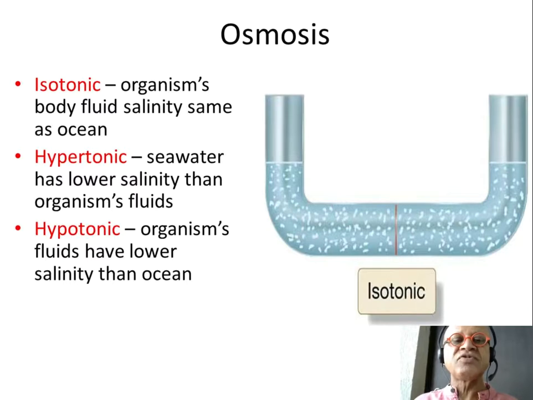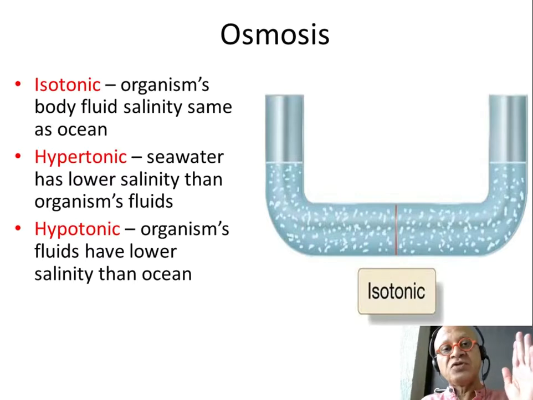So hypertonic is when seawater has lower salinity than the organism's fluid. So organisms have fluid inside, we have fluid inside. It has certain dissolved materials, which are salt in the ocean. Fish have salt in their body fluids as well. And hypotonic is when organisms' fluids have lower salinity than the ocean, which means the osmotic pressure is going to depend on the body fluids concentration of salinity compared to the fluid in which they live.